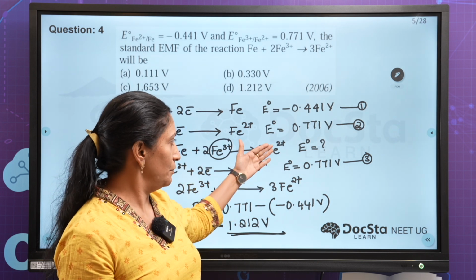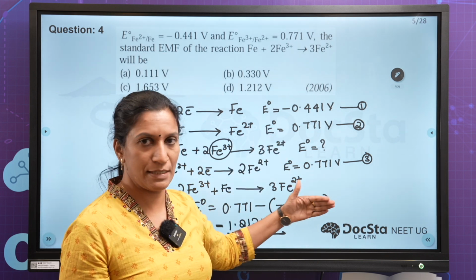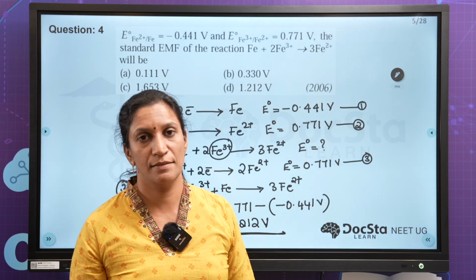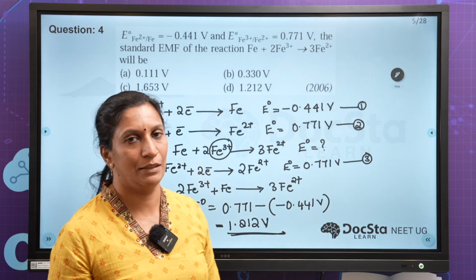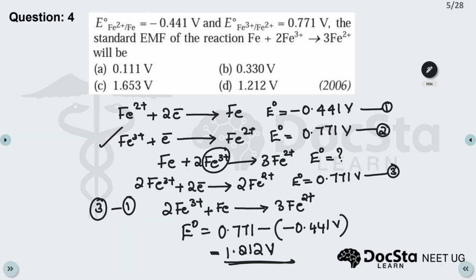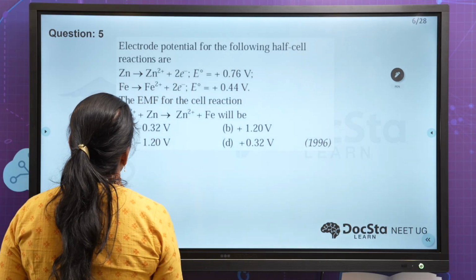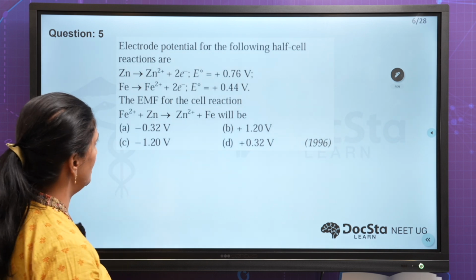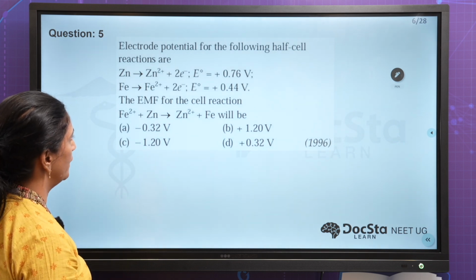And if you multiply and then subtract, correspondingly you subtract the E0 values also, then you will arrive at the answer. Okay, so the correct option regarding this question is given by option D. So coming to the fifth question, which is here given, the electrode potential of the half cells are given, that is zinc, and also iron is given.